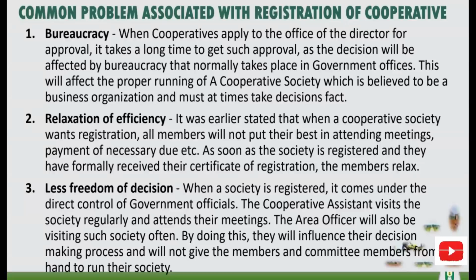And number four, a common problem associated with registration of cooperatives is being tied to government. There's this sense of being tied to government. The society becomes affiliated to the government system. It becomes a government baby. It is used as an instrument of government to achieve some of its political aims, like rural development and all that.